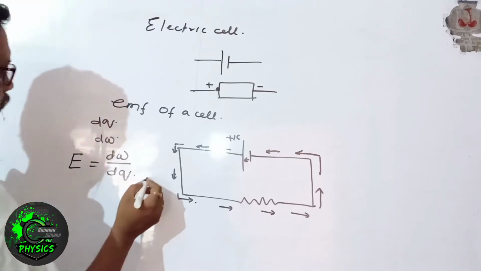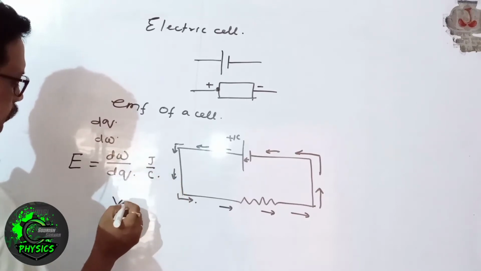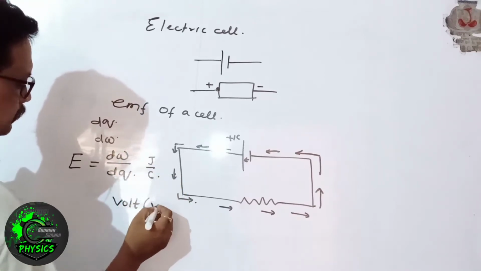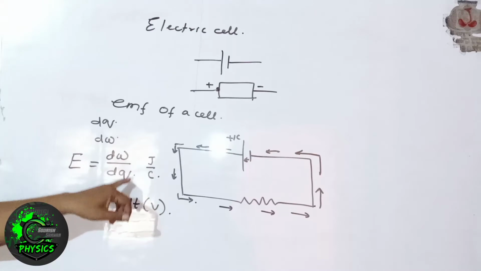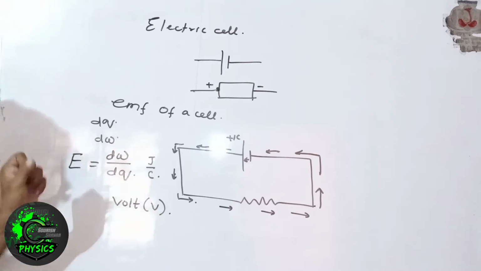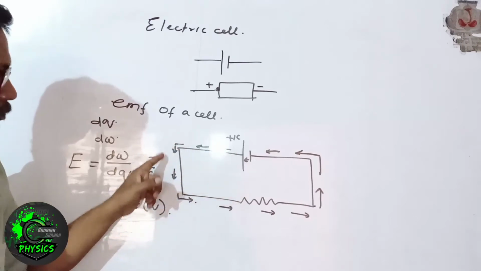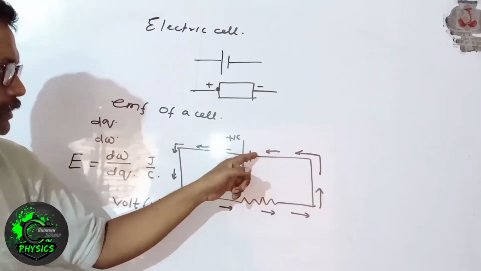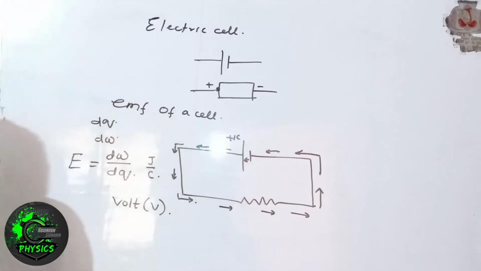dW is measured in joule, dq is measured in coulomb, and joule per coulomb is called volt, which is represented by V. So EMF of the cell, you can understand, is work done per unit charge. But here you have to remember the work done or energy supplied is to move the charge through the external circuit as well as through the electrolyte of the cell.